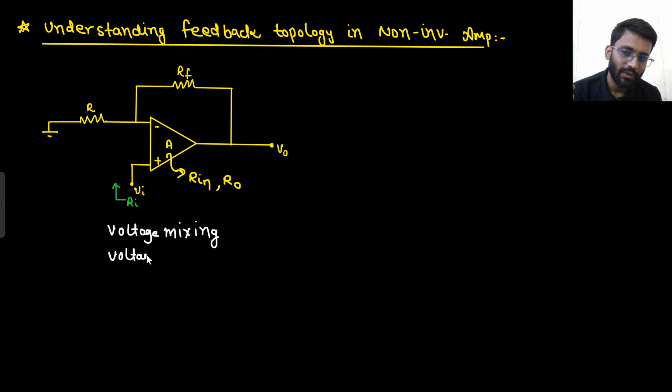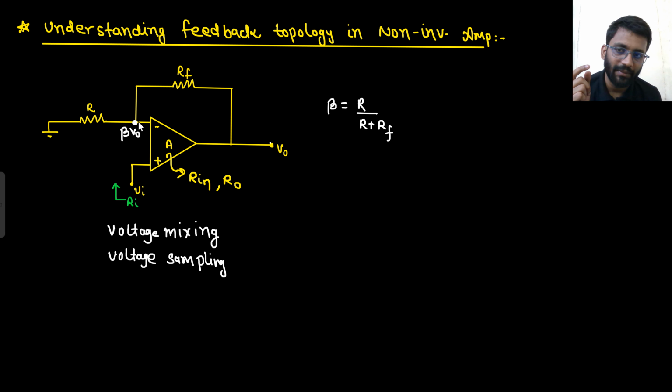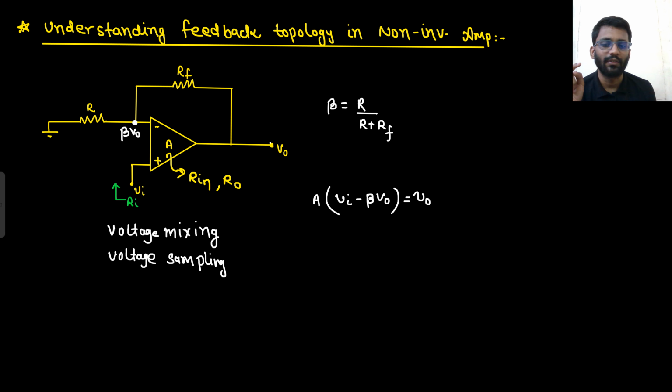But forget about these shortcut methods. If I go by concept, this was just a shortcut method. If I go by concept, what will happen? This is V naught. So here there will be some part coming, that would be beta V naught, where considering beta is R upon R plus RF. So from output some part is coming here, that is beta V naught, and that is being mixed with the input. So V in minus beta V naught is fed to the amplifier of gain A, and you are getting your final output. So this is what is happening.